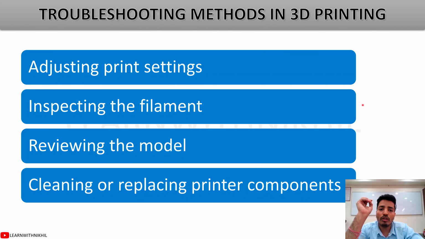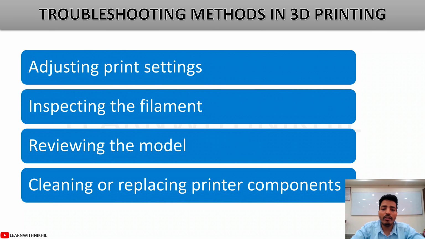So you have to inspect the filament properly. It should be kept in the dehydration box, so there will be no moisture on your filament, which will also increase the print quality of your object. You have to review the model. After the object is there, you have to inspect it properly, whether the object is printed properly, there are no irregularities, everything you have to inspect. And if needed, you have to do the sanding operation, all those things to make it proper.